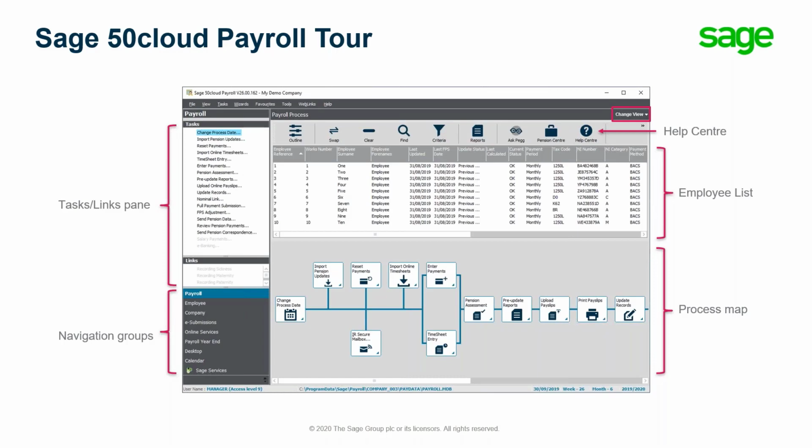And then the main view will be the employee list by default. So it will always show a list of your employees, but if you use the change view option, you'll be able to switch on process maps if they're available. You'll be able to view the company dashboard if you want to. And then you've got the selection tools, the reports, and the help resources, including that help center, available above the employee list.